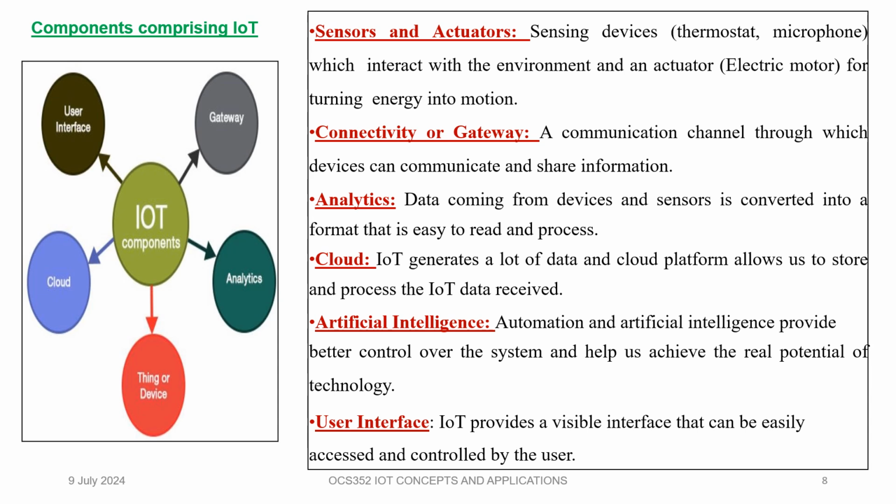Sensors and actuators: sensing devices which interact with the environment, and actuators for turning energy into motion. Connectivity: a communication channel through which devices can communicate and share information. Analytics: data coming from devices and servers is converted into a format that is easy to read and process. Cloud: IoT generates a lot of data, and a cloud platform allows us to store, process, and analyze IoT data. Automation: automation provides better control over the system and helps us achieve the real potential of technology.